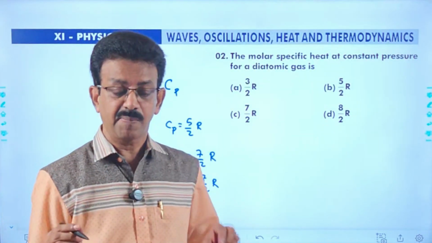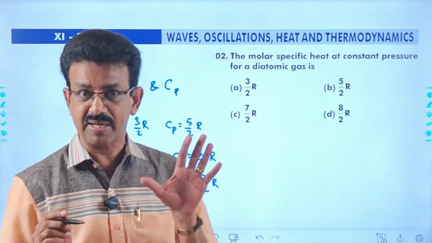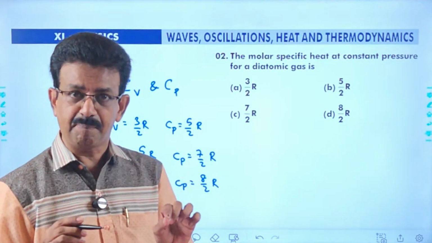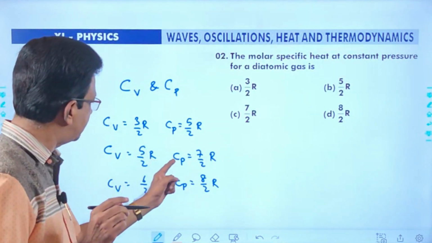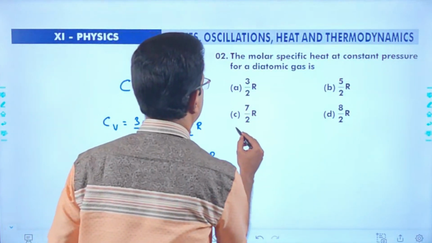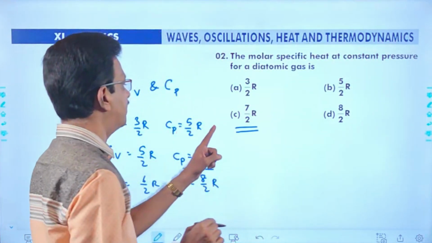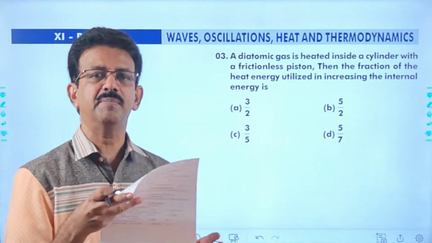Here the question is, the molar specific heat at constant pressure for a diatomic gas, that means Cp for a diatomic gas, is Cp equal to 7 by 2 R. Therefore, here the answer is 7 by 2 R. Choice C is the correct answer. Now, question number 3.